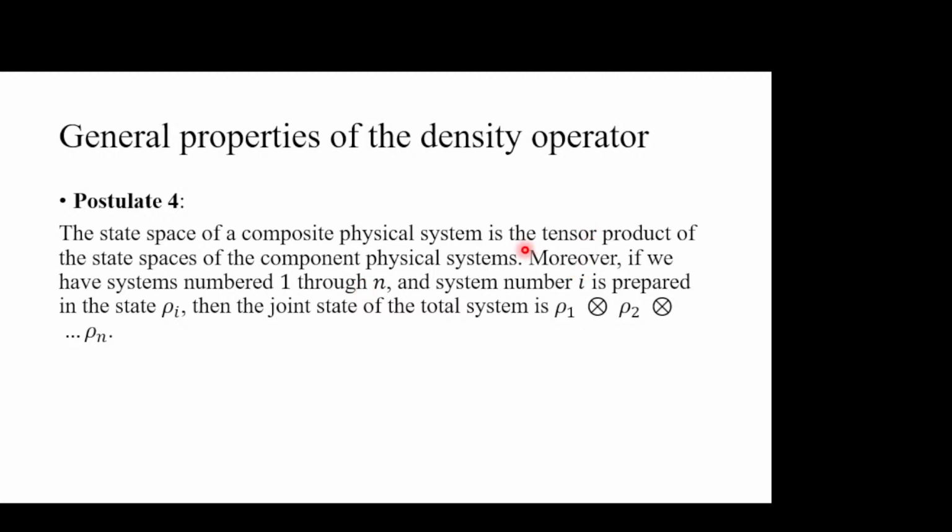Okay, so the physical space is a tensor product of all the component spaces, and if each system is prepared in some state, then the joint system is in this rho 1 tensor rho 2 tensor rho 1 state.